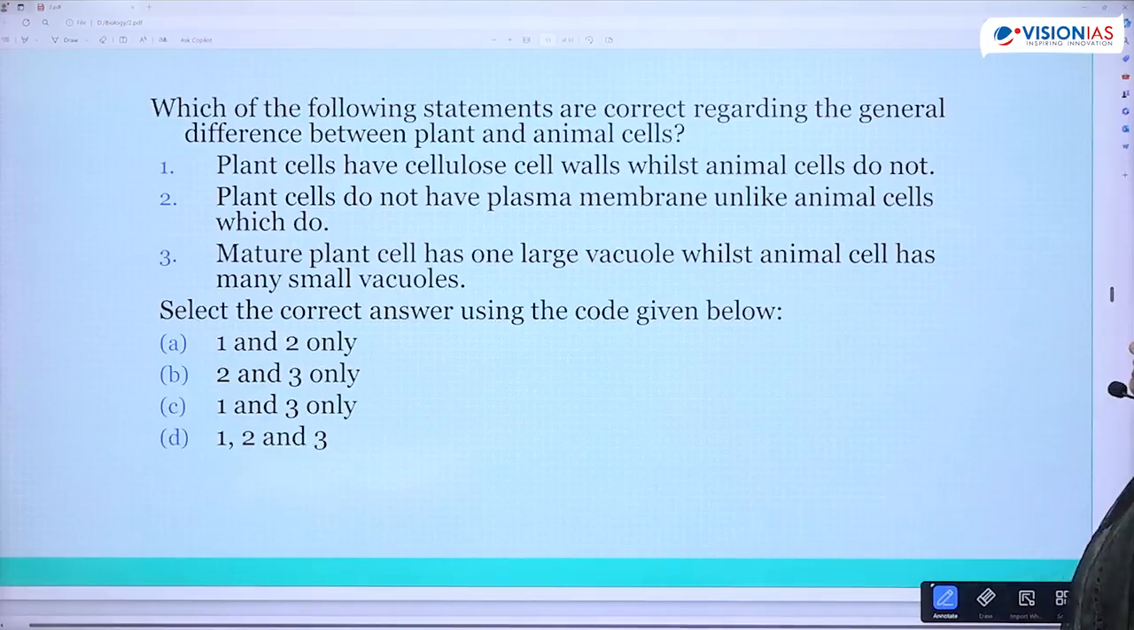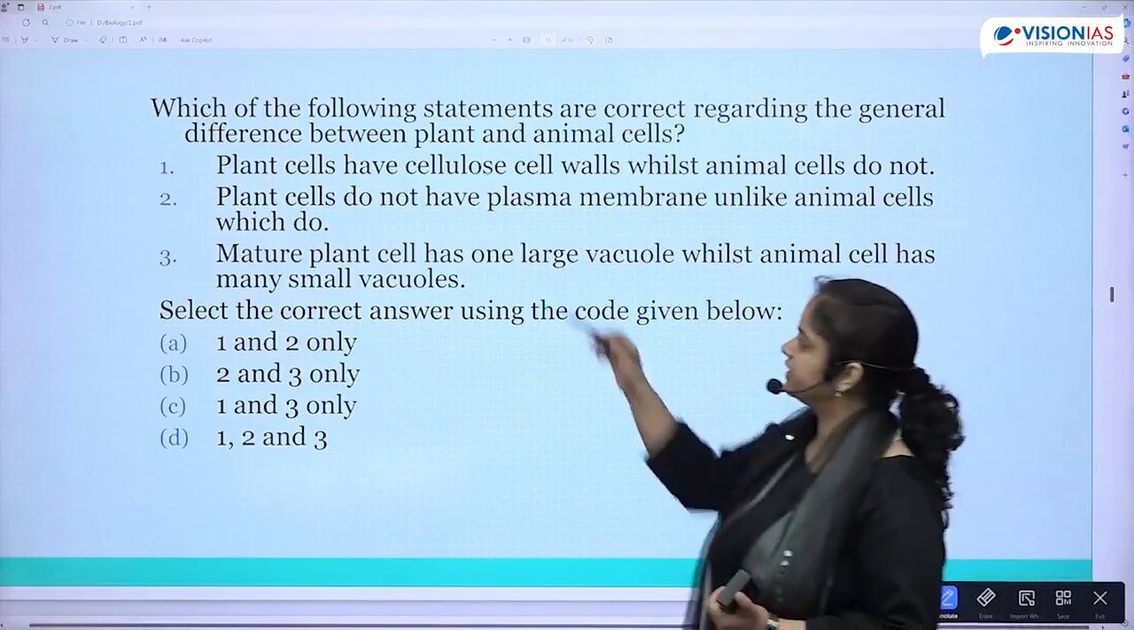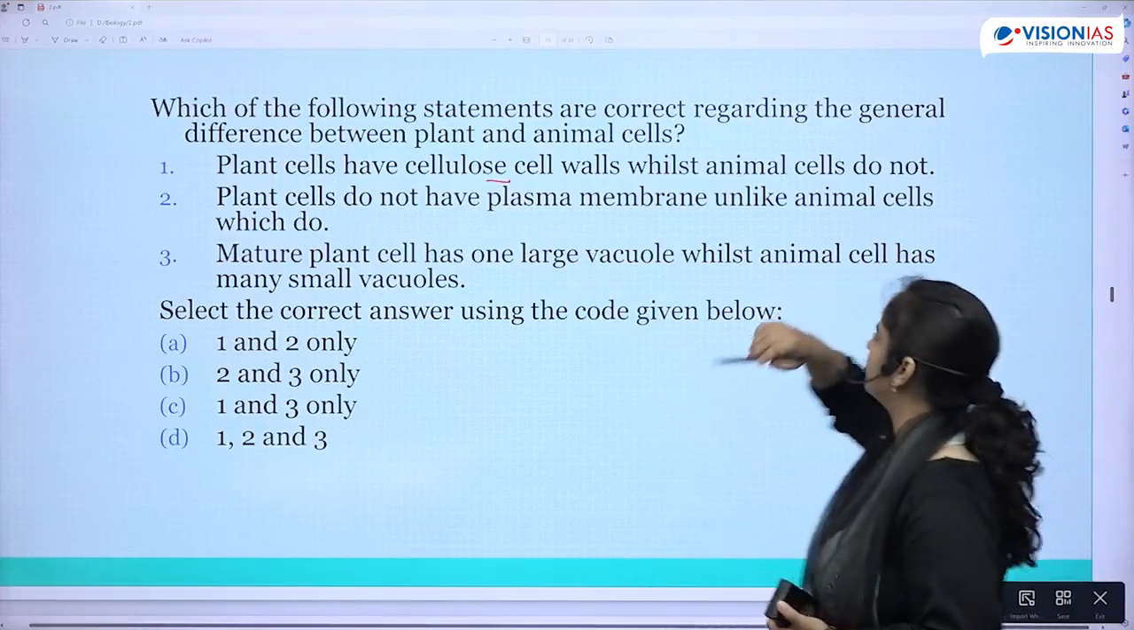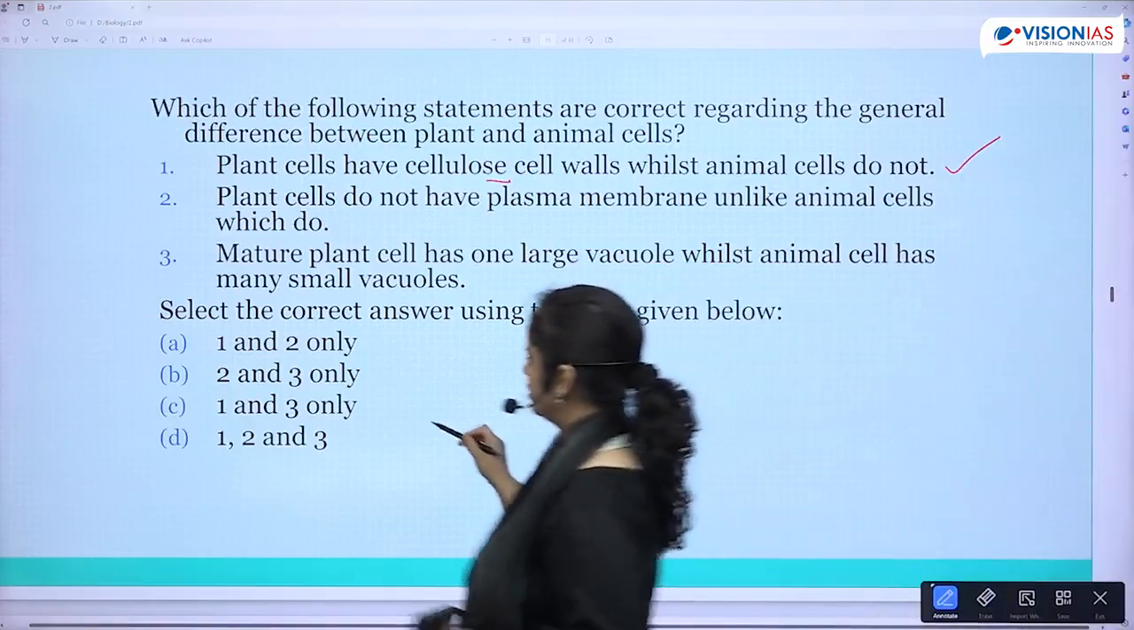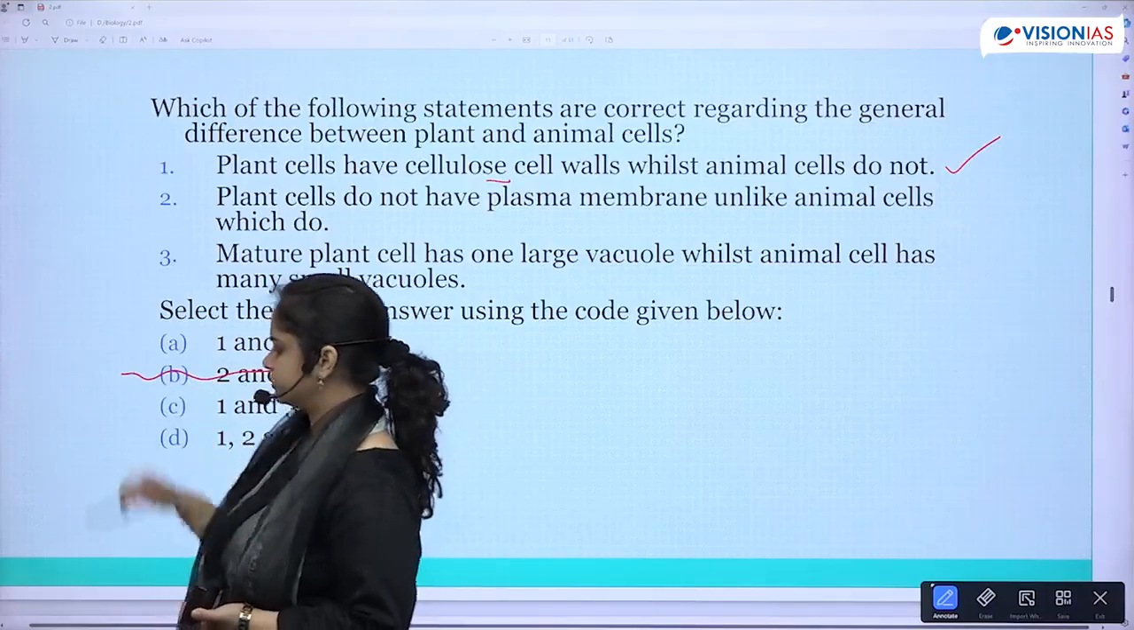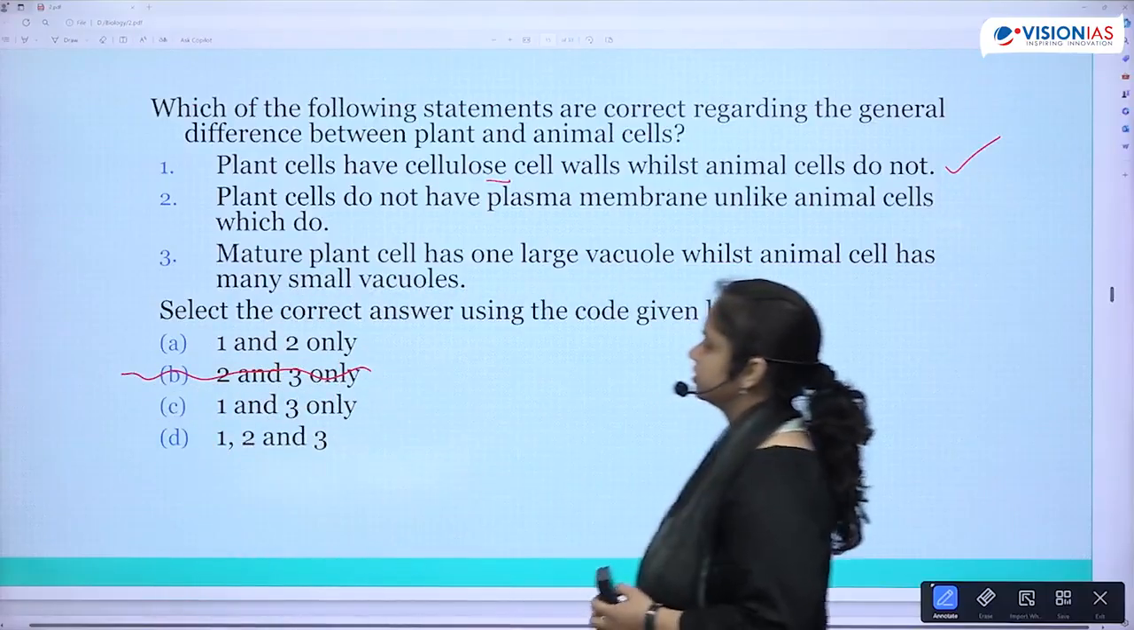Which of the following statements are correct regarding the general differences between plants and animal cells? Plant cells have cellulose cell wall, while animal cells do not. Is this correct? Plant cells have a cell wall, and they've specifically asked you also what this cell wall is made up of. It is made up of cellulose. Animal cells do not. So we want one in our answer. One option is eliminated.